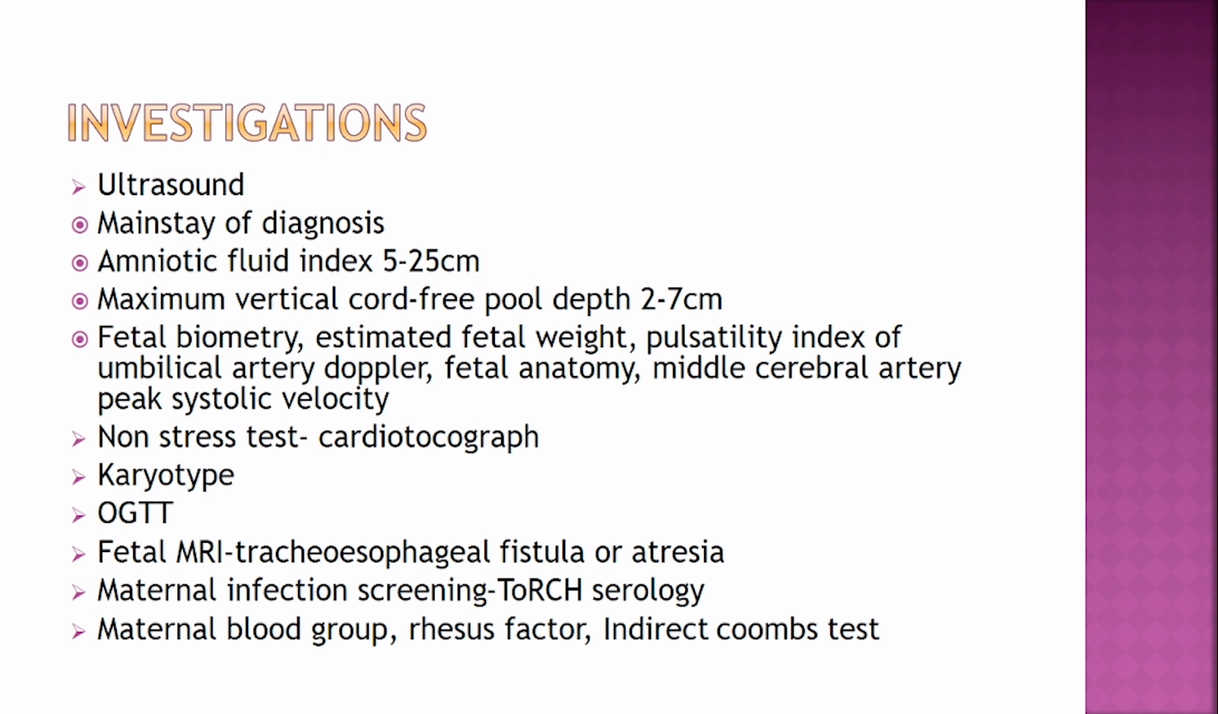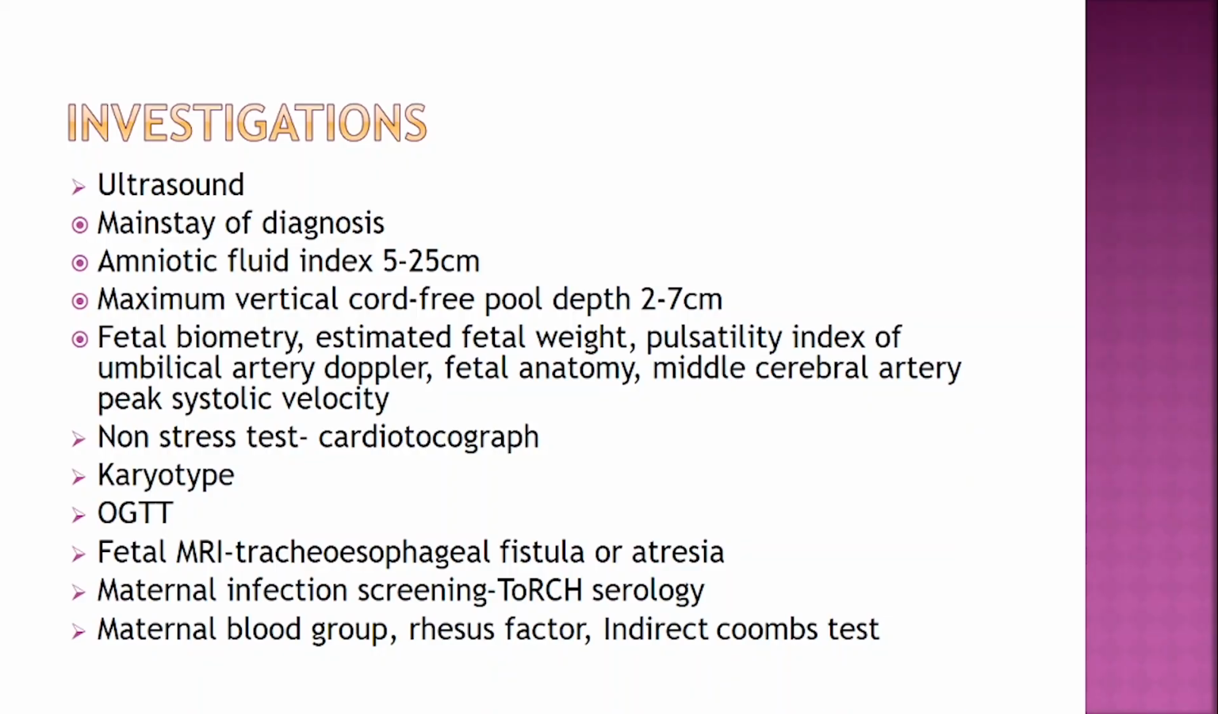What other things do you need to do on ultrasound apart from measuring the liquor volume? The fetal biometry, because there are some other things that are associated with these conditions. For example, a fetus with intrauterine growth restriction may present with oligohydramnios, so you need to measure the fetal biometry. A macrosomic fetus also may present with oligohydramnios. You need to measure the fetal biometry and the estimated fetal weight.